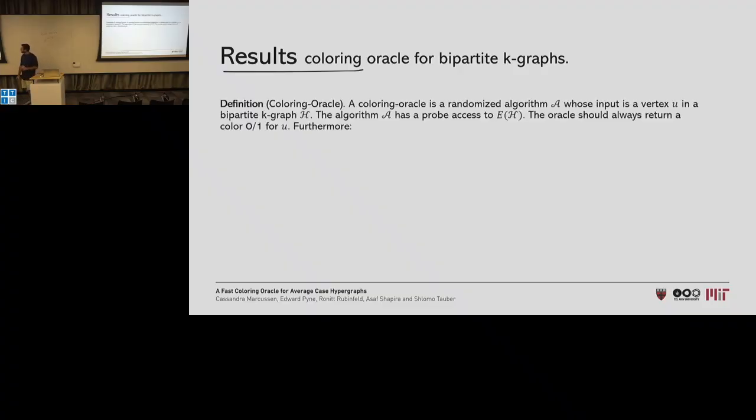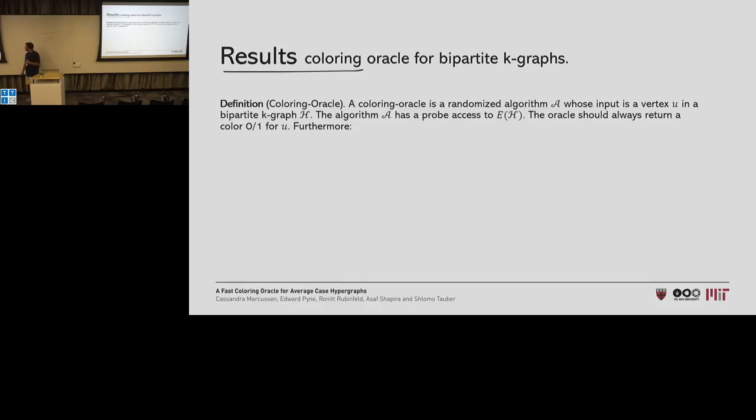The coloring oracle is a randomized algorithm that gets a bipartite k-graph H and some arbitrary vertex u. It has probe access to the edges of H, and it always returns some color to u, 0 or 1. So it's a bit of a simple problem because H is bipartite. For every vertex, there is a legal coloring that colors the vertex with the color 1. We can always return 1.